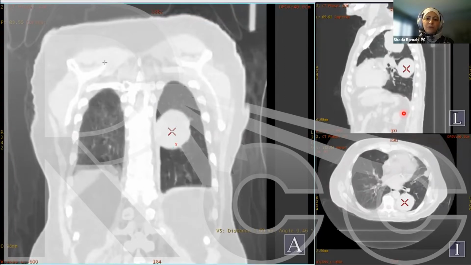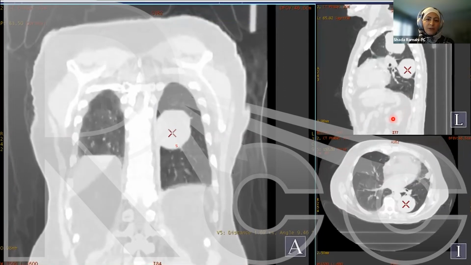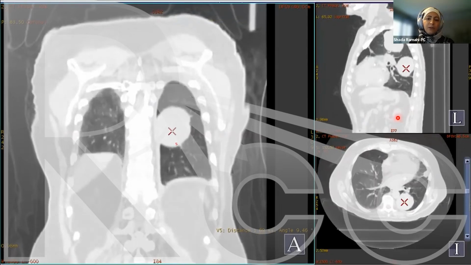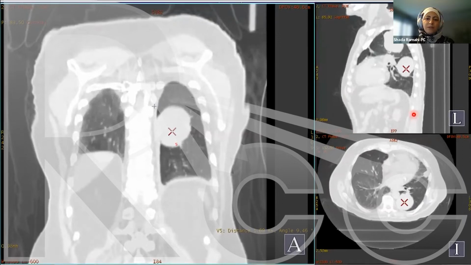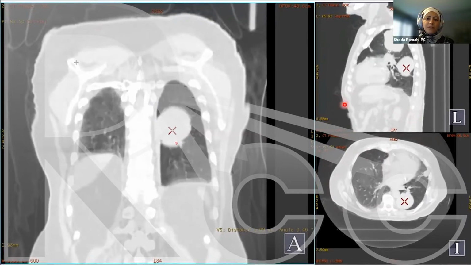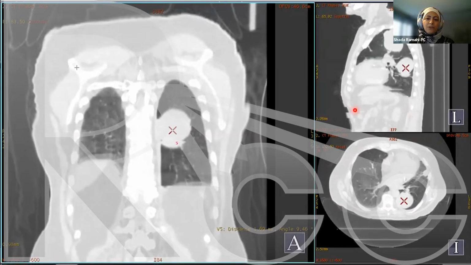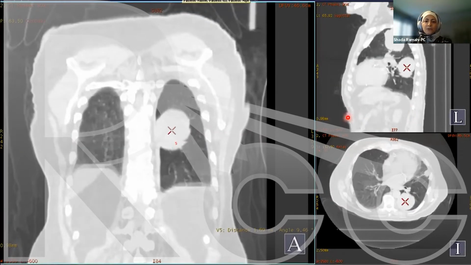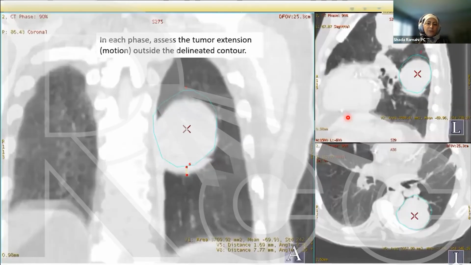This is 10, 20, 30. Now we're coming closer to 50%. Things look better. And that's our 50, 60, 70. We're starting to see a little bit more blocks. So that's the idea. We're going from 50%, scrolling through the different phases.